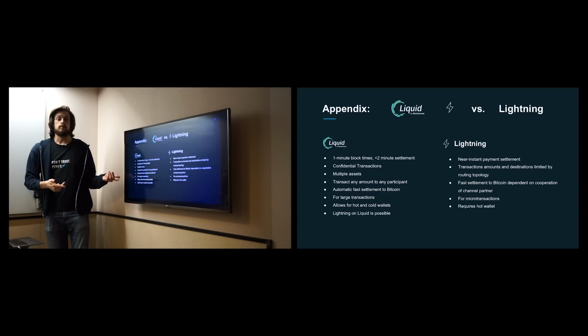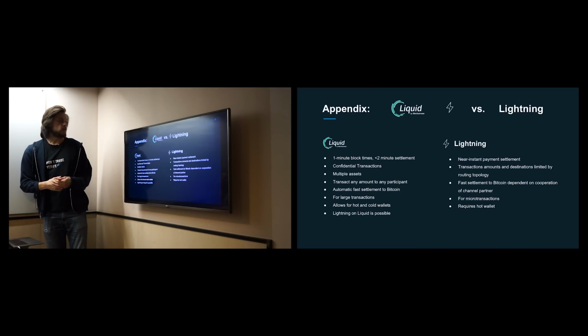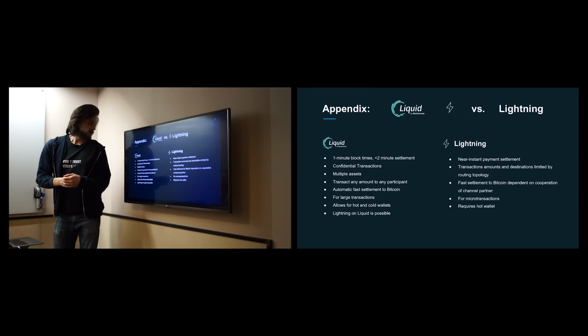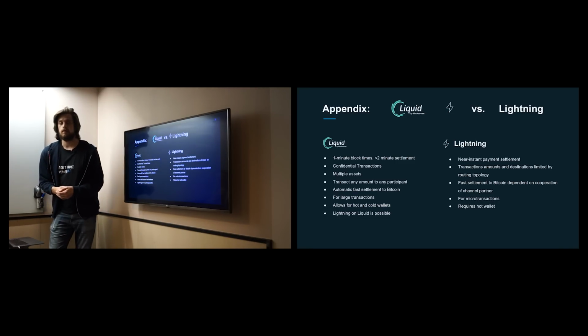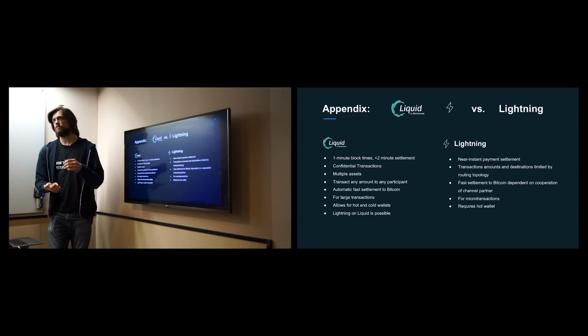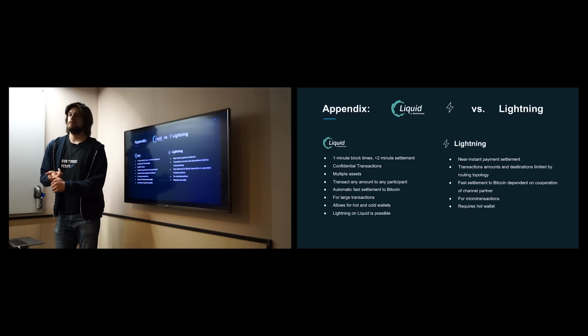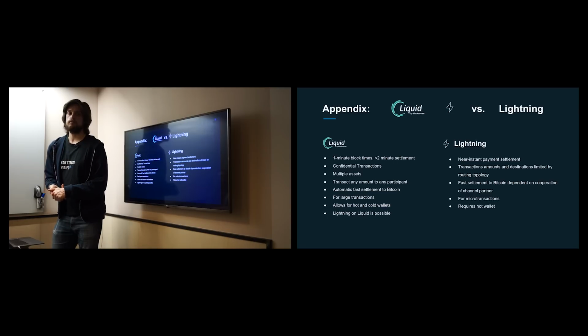With Liquid, you have multiple assets. There isn't really asset issuance on Lightning, because it's broadcast style, send to anyone on the network. You don't need to worry about routing. And actually, you can have Lightning on top of Liquid, which probably will happen in the future. Any blockchain that has hash locks, time locks, and multisig can have Lightning channels.